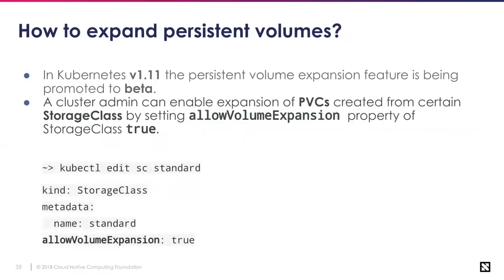So how do we expand persistent volumes? As I mentioned, the feature was introduced as alpha in 1.8, and in 1.11 it's going beta. But a cluster admin must opt in for this feature by enabling expansion of PVCs that are created from a storage class which has allowVolumeExpansion set to true. Only PVCs created from a storage class that has allowVolumeExpansion are allowed to be expanded. Other PVCs are by default not allowed to be expanded. This is to ensure that the cluster admin has hooks and knobs so that the users are aware and the feature doesn't become available to everyone. Next slide, please.